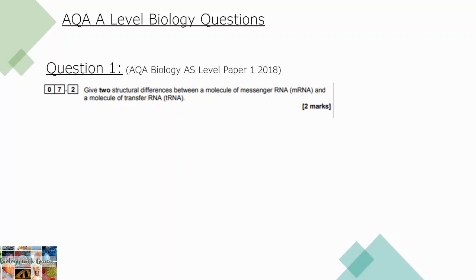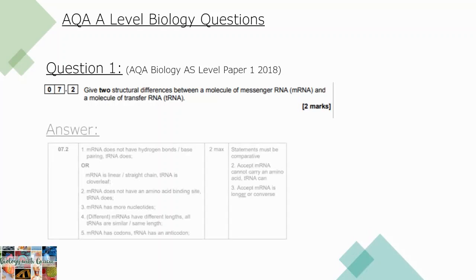So if it was me, I think I'd go for the 2 simplest ones, really. That mRNA doesn't have an amino acid binding site, but tRNA does, and mRNA has codons, whereas tRNA has an anticodon. I feel those 2 are the easiest to remember, really. So we've got our answer there.